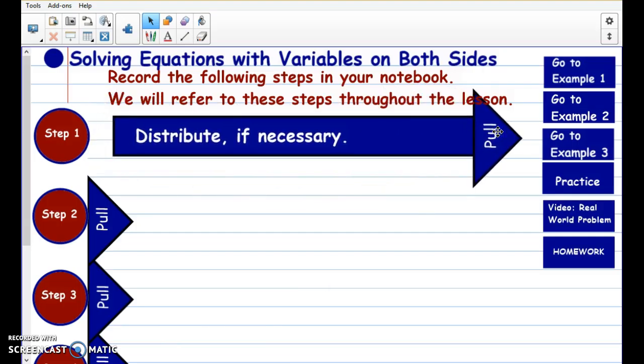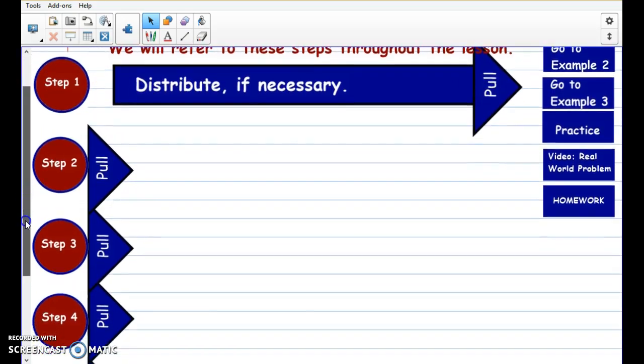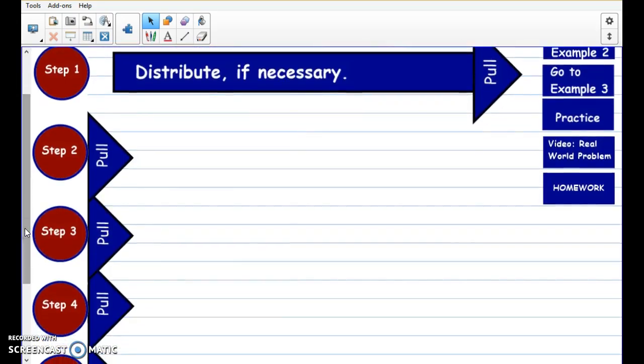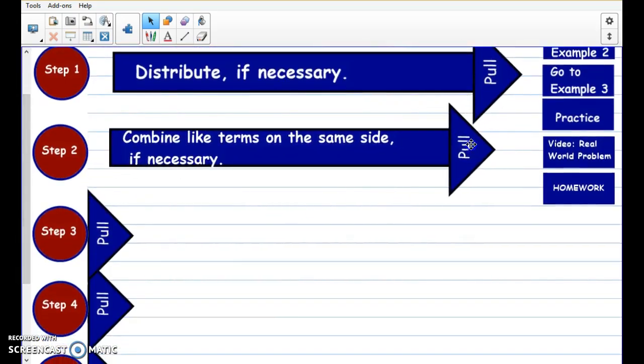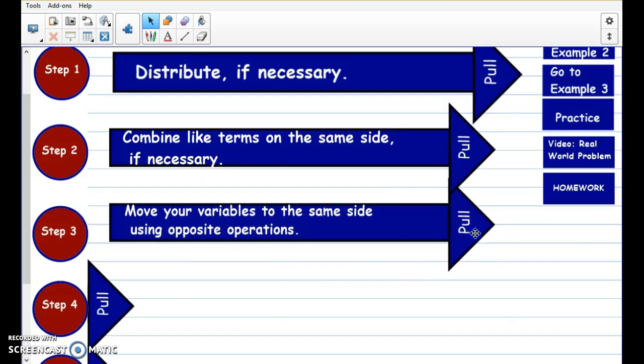First step is to distribute if necessary. Some problems you'll have to distribute, some problems you won't. Remember, you're distributing into everything, not just that first number. Step 2, combine like terms on the same side. Remember, when it talks about side, we're talking about sides of the equal sign. Like terms: we're going to get all of our numbers together, and then all of our variables together.